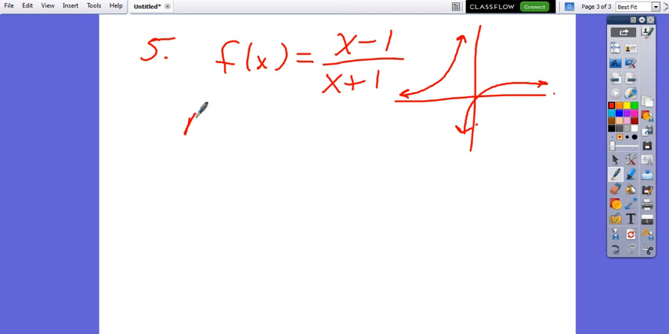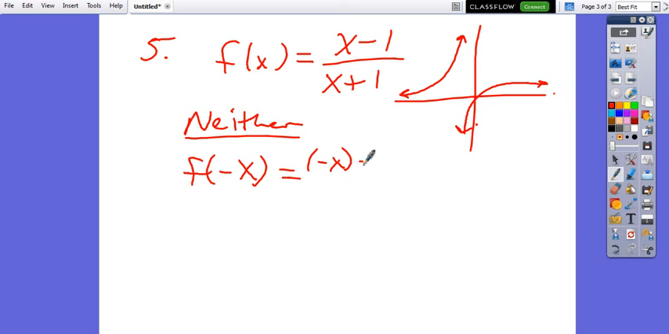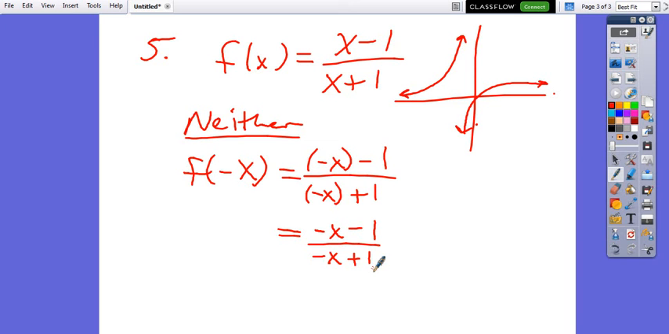So it's neither. But now we have to prove it. So we plug in negative x everywhere there's an x. Okay, so when we plug in negative x and we simplify, this is negative x minus 1. This is negative x plus 1. So if it's exactly the same as the original, we know that it's even, but it's not. If it's exactly the opposite of the original, then it's odd, but it's not. Why? Because the negative 1 and the positive 1 stay the same. So it's partially opposite and partially the same. If that ever happens, a little bit of both, it's got to be neither.